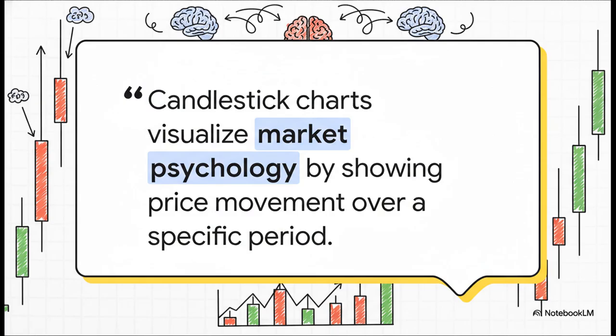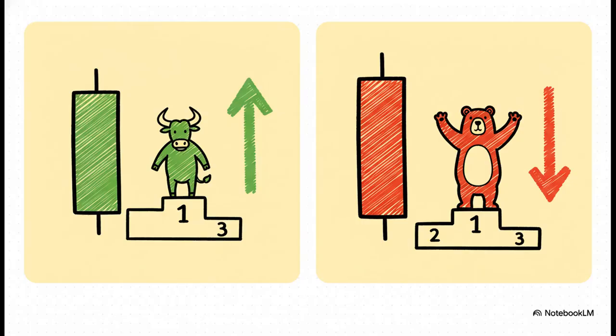And this is the key thing, something our source material really drives home. This isn't just about numbers. It's about visualizing psychology. That long upper wick, that's the story of buyers trying to push the price way up, but the sellers were strong enough to shove it right back down. We're literally reading the market's mood. Now, the color tells you who won that period's battle. It's pretty straightforward. If the candle is green, it means the price closed higher than where it started. The buyers won that round. We call that bullish. If it's red, well, the price closed lower than it opened. The sellers won, and that's what we call bearish.